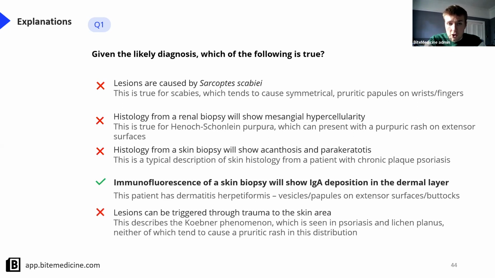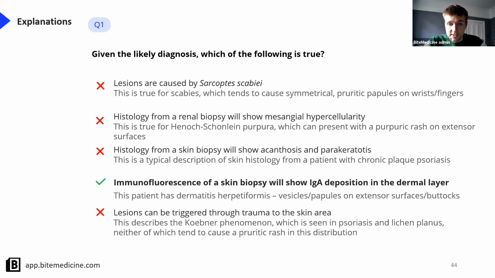The histology from a skin biopsy that shows acanthosis and parakeratosis is classical for chronic plaque psoriasis. So acanthosis essentially just means kind of overgrowth of the skin cells, so thickening, a bit like you see in acanthosis nigricans, that sort of hyperplasia of the skin. But this is not a typical presentation of chronic plaque psoriasis, being vesicular in nature and on the buttocks, though chronic plaque psoriasis will affect extensor surfaces.